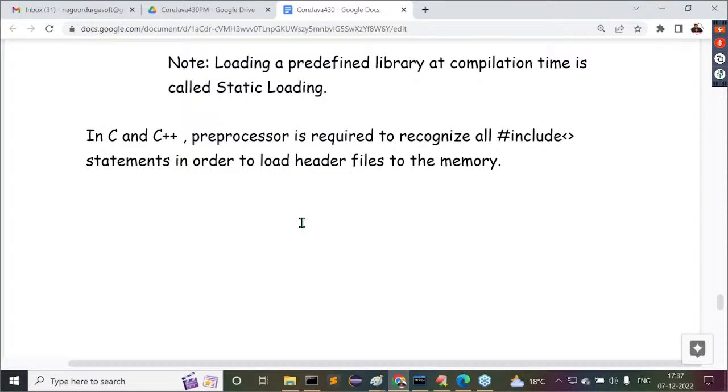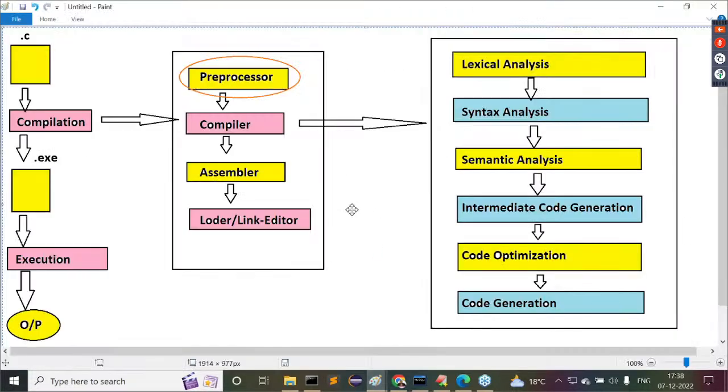The points I have been telling up to now: where is the preprocessor? What is the job of the preprocessor? What is the need of the preprocessor in C and C++? Is the answer clear or not? Now 3 points I included. What are the 3 points here I included, guys?